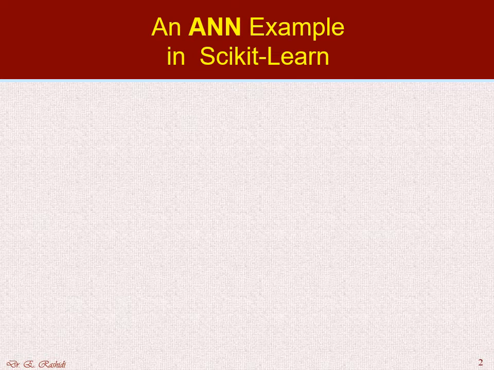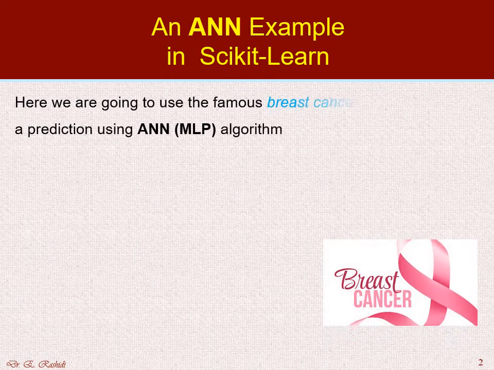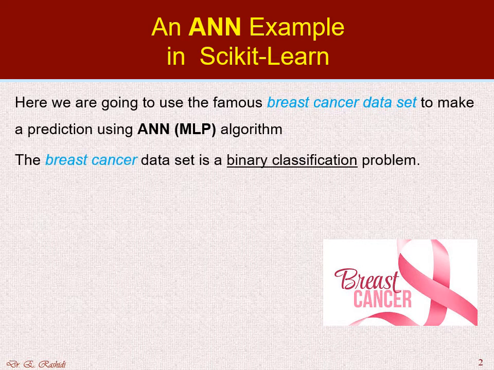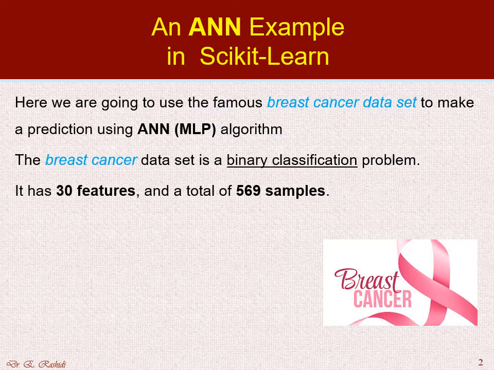Let's build an artificial neural network in Scikit-Learn. We're going to use the breast cancer dataset for this example. As you know, the breast cancer dataset is a binary classification problem, and it has 30 features and 569 samples.